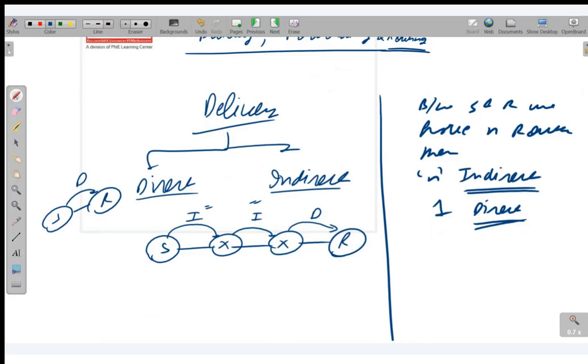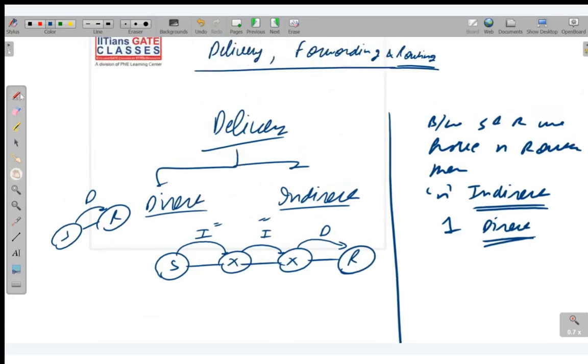Next is forwarding. Forwarding means delivery is over. Okay, delivery is very simple. Next is forwarding. Forwarding means to place the packet in route to destination. Okay, so we are placing the packet in the route towards the destination. That is forwarding. Let me jump to the next slide.